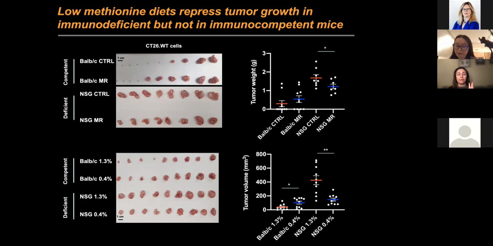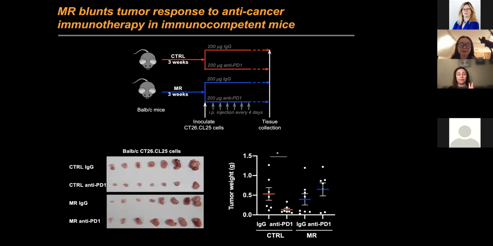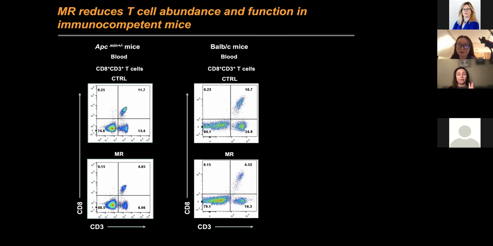Consistent with this observation, when we tested the response of this tumor to immune checkpoint inhibitor, we found that the allografted CT26 CL25 cells, which are a subclone of CT26 wild-type cells that have a better response to immunotherapy, are sensitive to anti-PD-1 antibody when the mice are fed a control diet, whereas they are resistant to this treatment when mice were fed a methionine restricted diet. This is also consistent with our suspicion that methionine restriction can impair anti-tumor immunity.